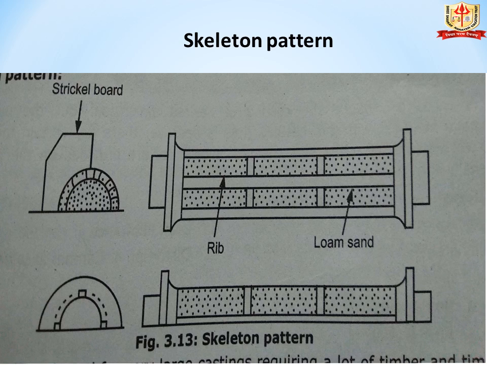The skeleton is built in two parts, one for the core and the other for the drag. After taking the impression, the two flasks are assembled together with the core in position to form the complete mold. Skeleton patterns are used for making castings of hollow CI pipes, beds, wall bodies and boxes.